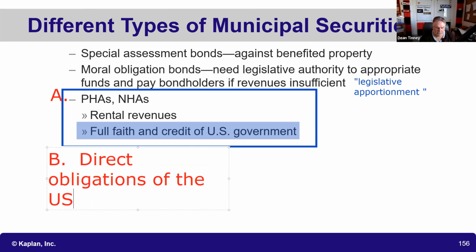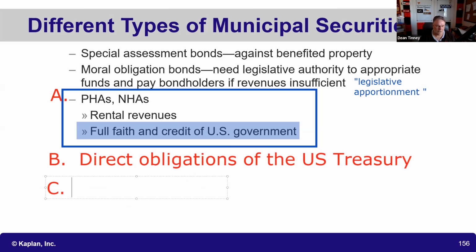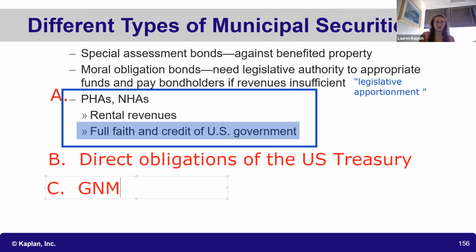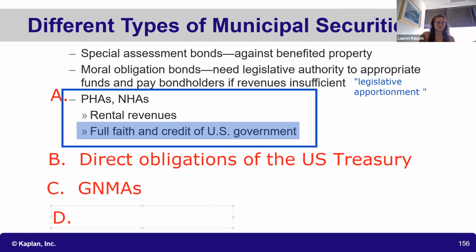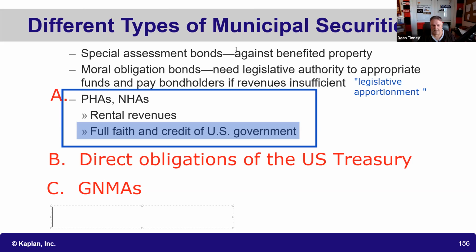That would be T-bills, T-notes, and T-bonds. Now, as I mentioned, whenever there's 3 of a thing, that's what they love to ask you on the test: except. So one more. Do you know another one that has the direct full faith and credit of the United States government? Federal Home Loans? Ginnie Maes? No, that would be the D choice, which would be wrong. The other ones have an implied backing, but not a direct backing. So it'd be PHAs, NHAs, direct obligations of the US Treasury, and Ginnie Maes.